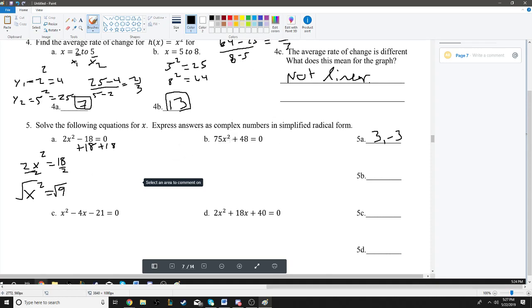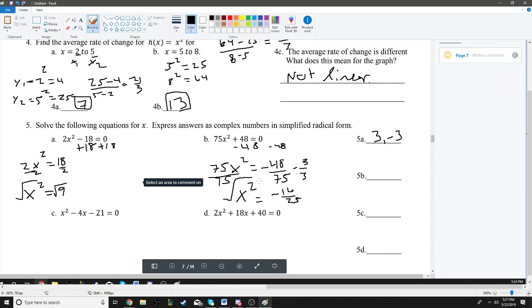Okay. So next problem, we are going to again subtract 48 from both sides. So this becomes 75x squared is equal to negative 48. Then you divide both sides by 75. And we get x squared is equal to, let's also reduce this fraction while we're at it. They're both divisible by 3. 48 divided by 3 is negative 16. 75 divided by 3 is 25.